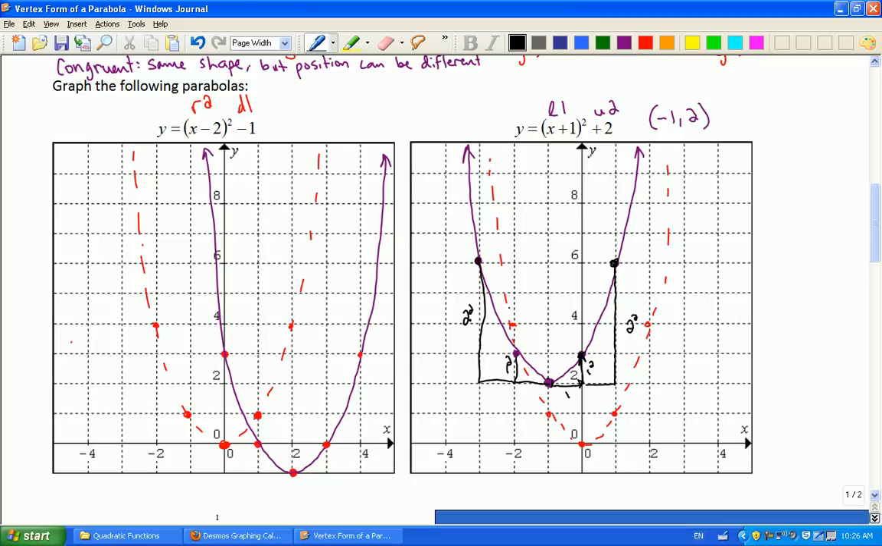So if you use this shortcut to graph, and I'll demonstrate it a couple times here coming up, all you need to know is where to start with the vertex, and then you can quickly trace it out that way as well. Both methods will work if you want to start with the original and move it, or if you want to try the shortcut that I just showed.